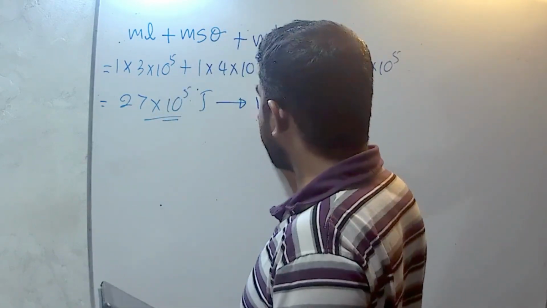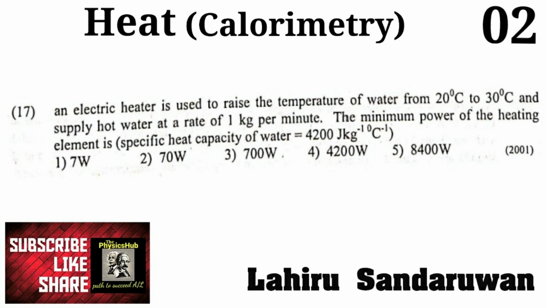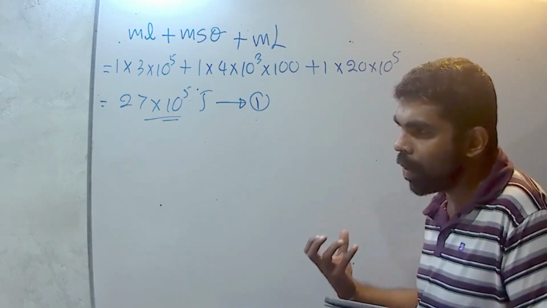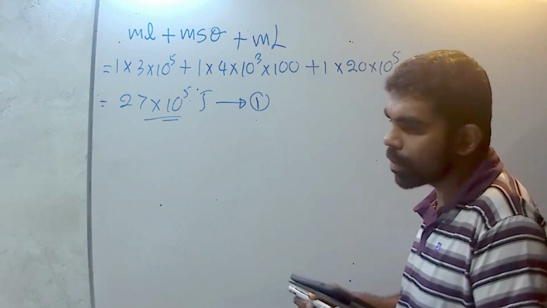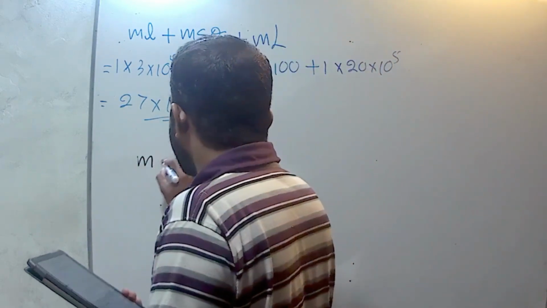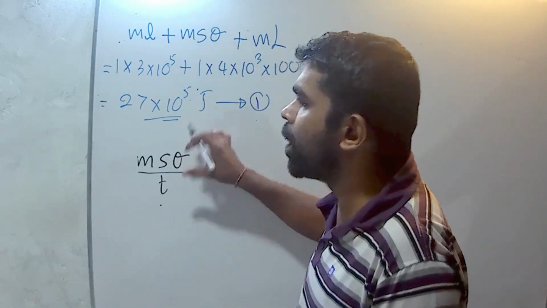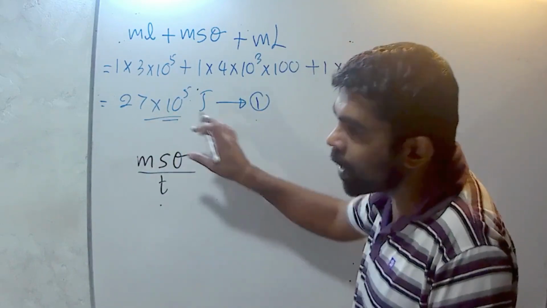Then the answer is 1. An electric heater is used to raise the temperature of water from 20 degrees to 30 degrees and supply hot water at a rate of 1 kilogram per minute. The minimum power of the heating element is, the specific heat capacity of water is given as 4200. When considering minimum power, we have to consider that there is no heat loss to the surroundings. Then power should be equal to ms theta divided by time. Total energy given by the heating element is converted to heat energy of water.